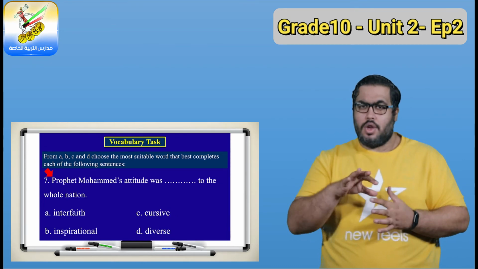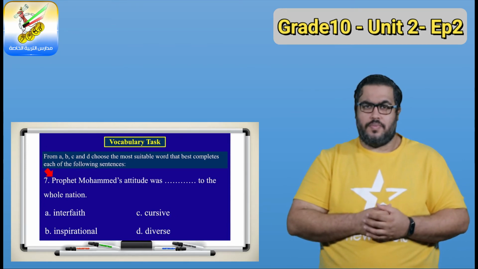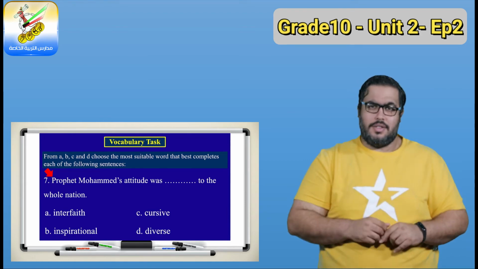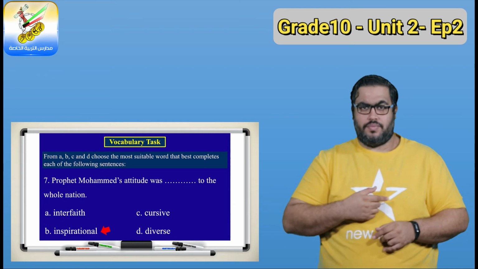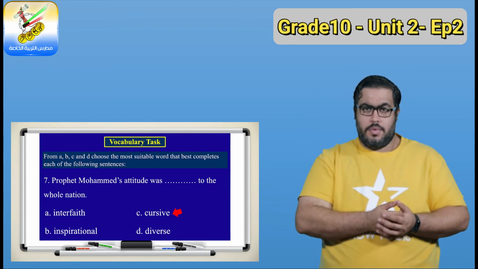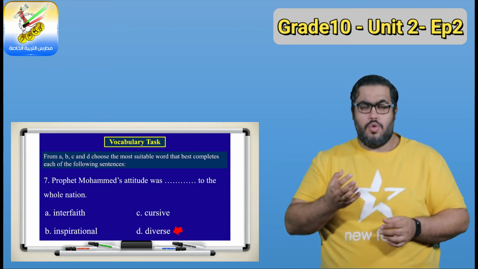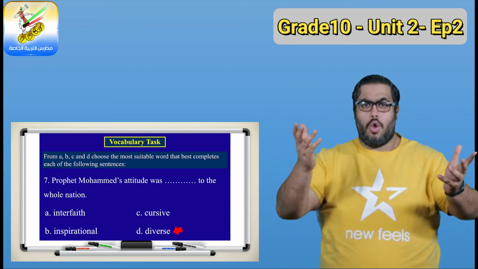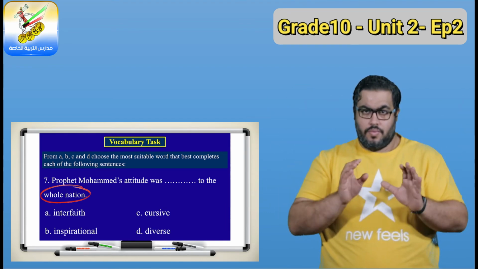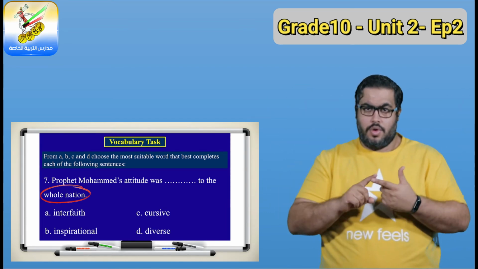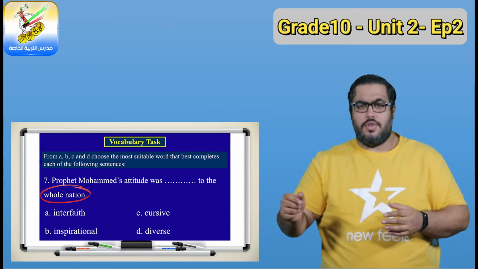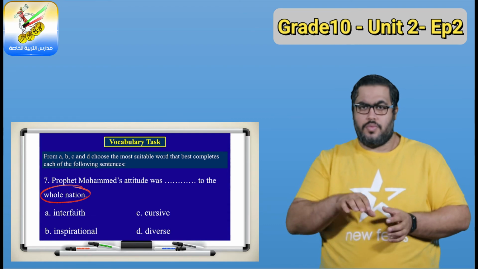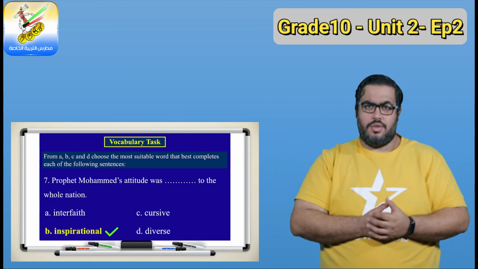Prophet Muhammad's attitude was blank to the whole nation. We have interfaith, inspirational, cursive, and diverse. Look for the key words. Excellent job. You have whole nation as a key word. So based on this and the sentence, the answer must be inspirational. Well done.